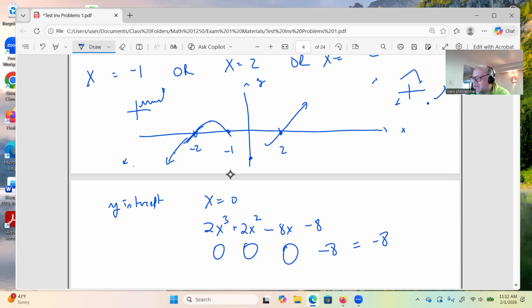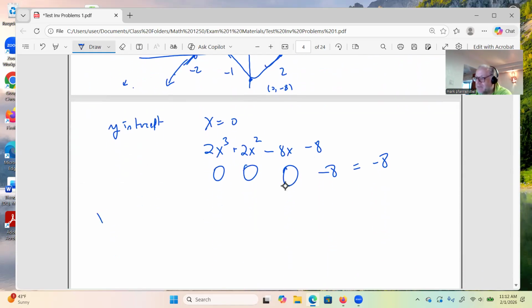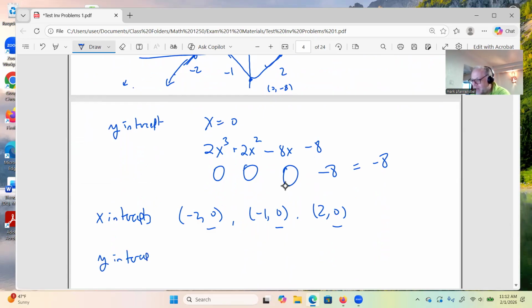So I'm going to go down here and say, there's 0, negative 8 here. So we're going to touch that point, and then we are there. We have all the little pieces here. So we could go back and say, my x-intercepts are negative 2, 0, negative 1, 0, 2, 0. When you are reporting features on a graph, you give me both the x and the y coordinate, the y-intercept. That is going to be 0, negative 8.